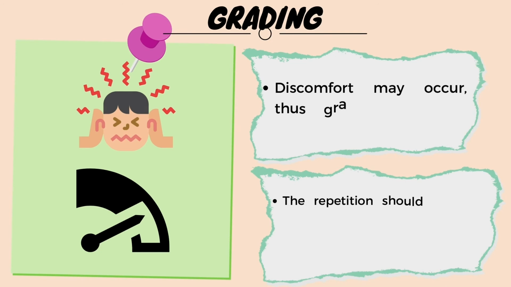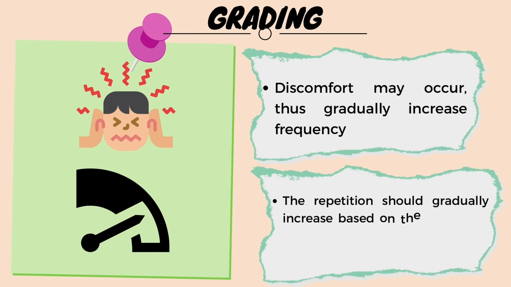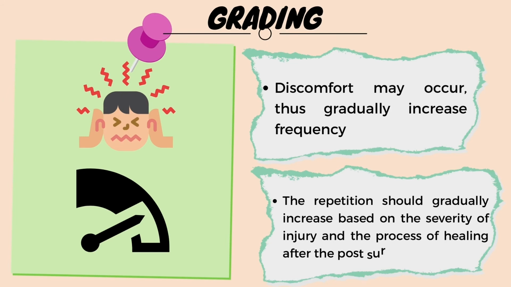There is no specific grading stated in the studies done on tendon gliding exercise. There will be some discomfort in the beginning of doing the exercise, thus the exercise can be graded by increasing the frequency of performing the exercise. The patient can start with a lower frequency of cycles and lower intensity by reducing repetitions of glides.